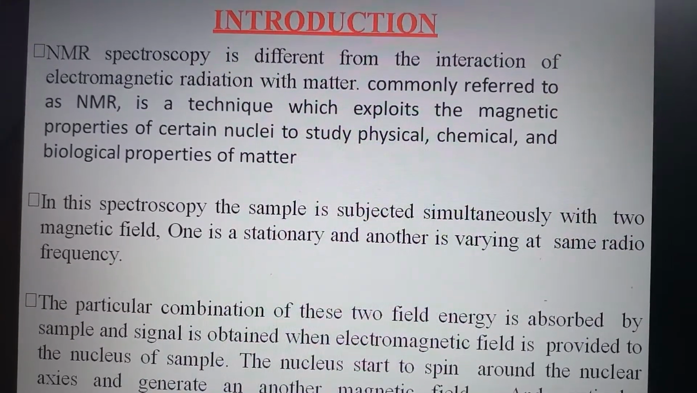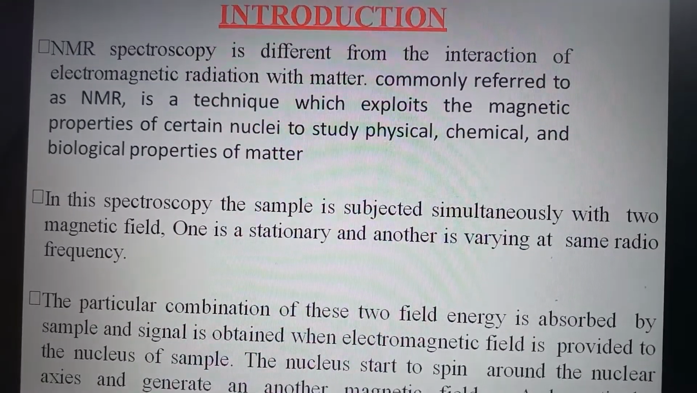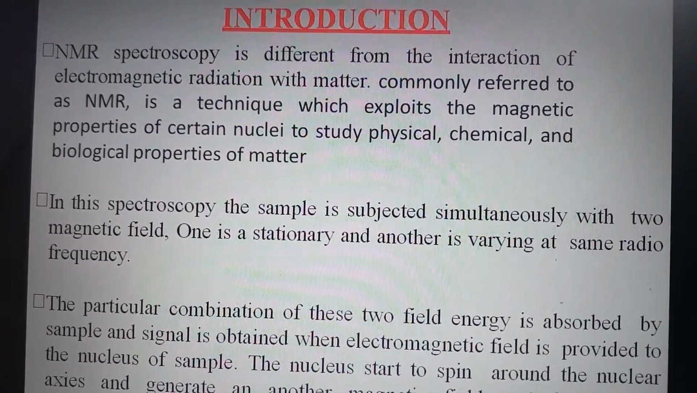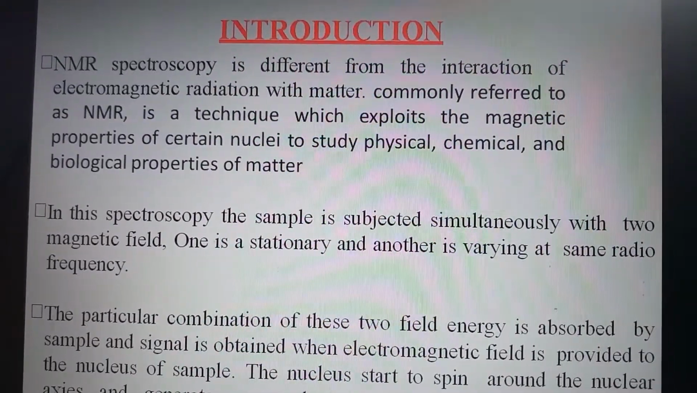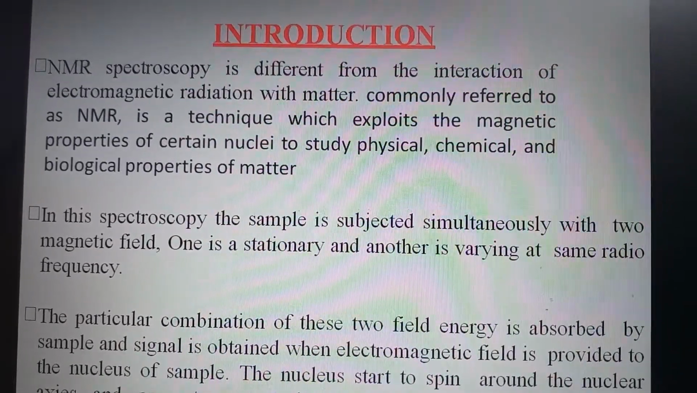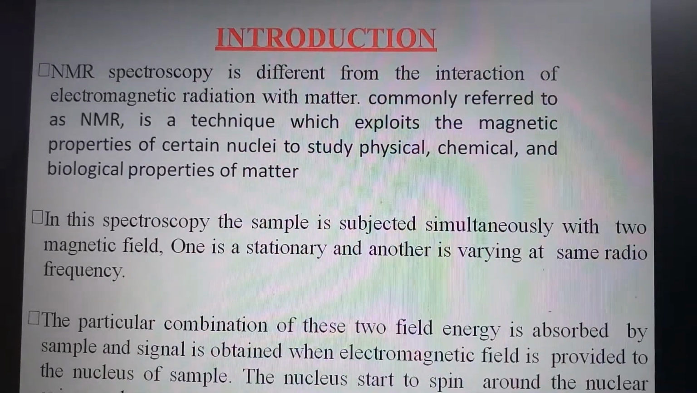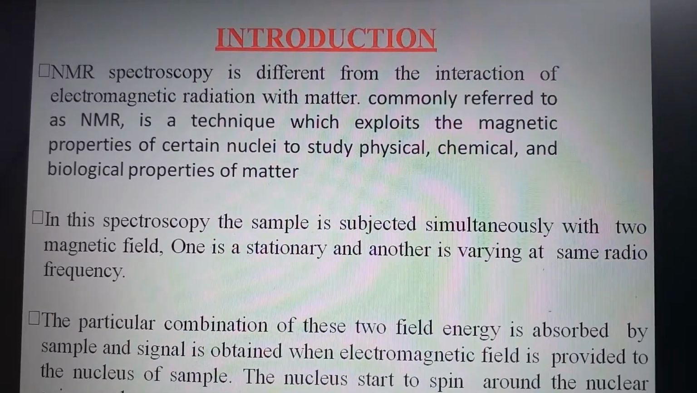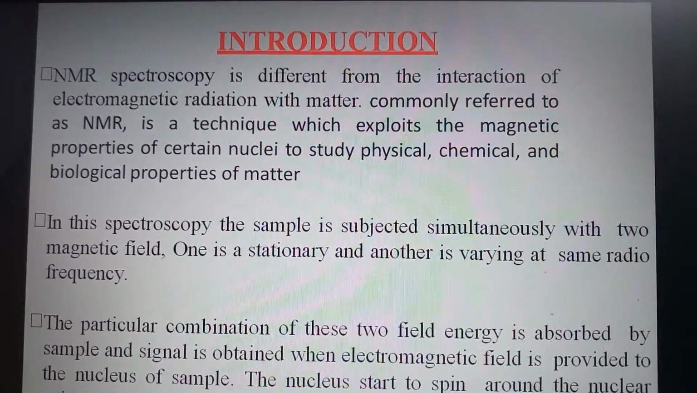NMR spectroscopy is different from the interaction of electromagnetic radiation with matter. Commonly referred to as NMR, it is a technique which exploits the magnetic properties of certain nuclei to study physical, chemical, and biological properties of matter. In this spectroscopy, the sample is subjected simultaneously to two magnetic fields. Remember, two magnetic fields. One is stationary, very important, and another is varying at radio frequency.